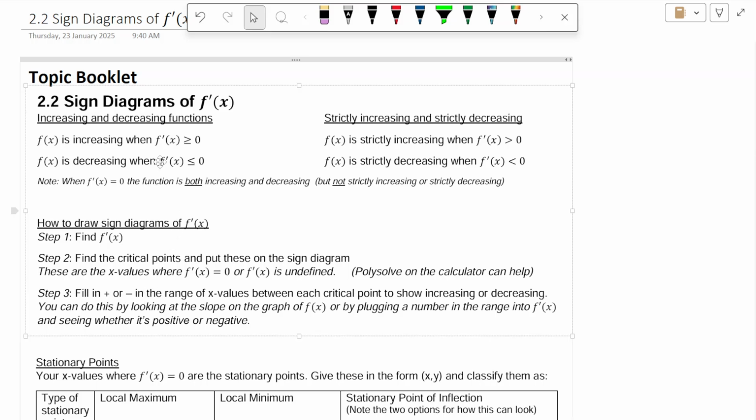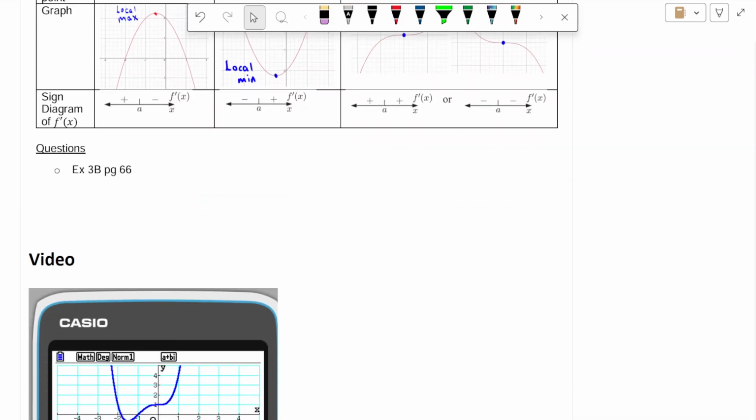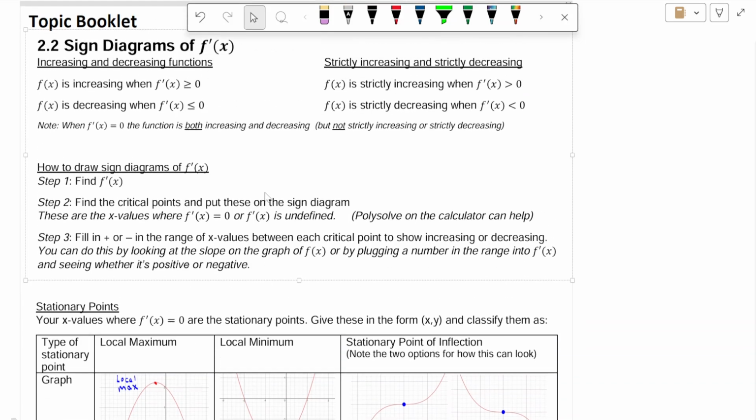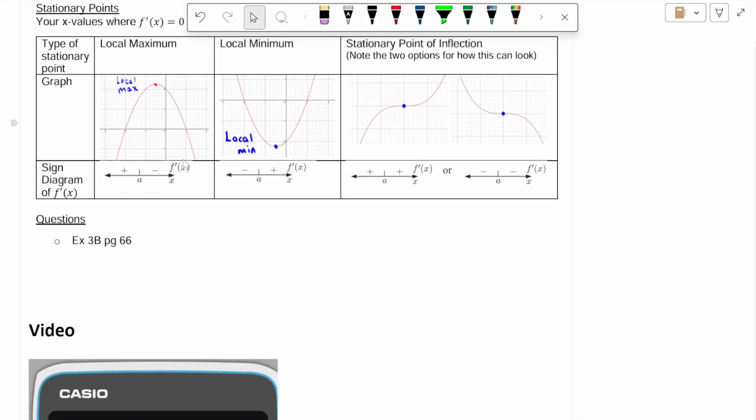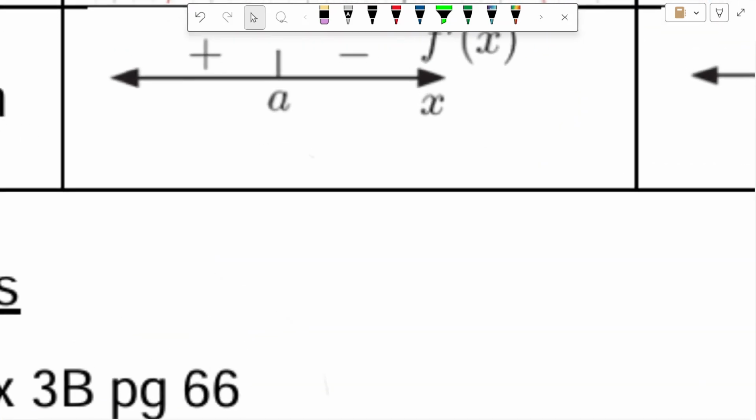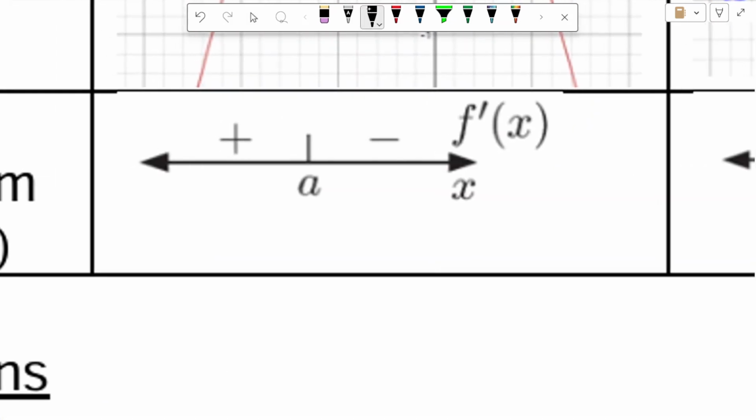In this video, we're looking at sign diagrams of the first derivative. Now, it is possible to draw sign diagrams of f, f dash, and f double dash, but we're just going to look at the derivative for now. Basically, sign diagrams will look something like this for the first derivative.